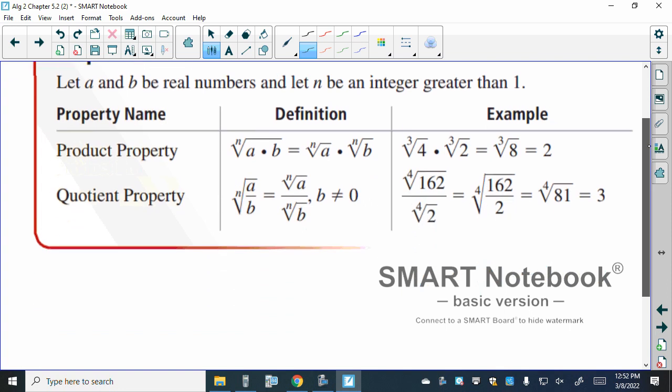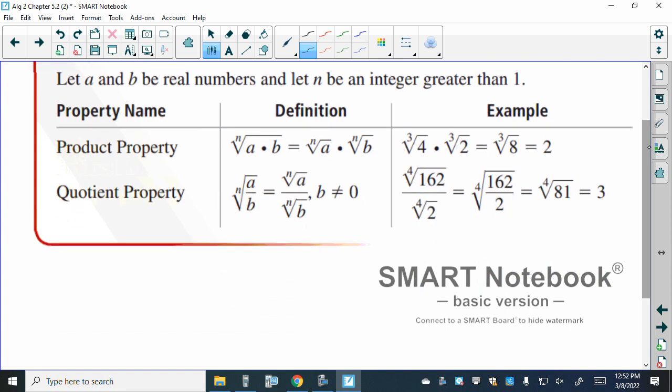Now, the first main property that we have is the product property and our quotient property with these radicals. The product property is telling us that the nth root of a times b can be rewritten as the nth root of a times the nth root of b. We can split it apart, but we can also go the other direction and put it back together.